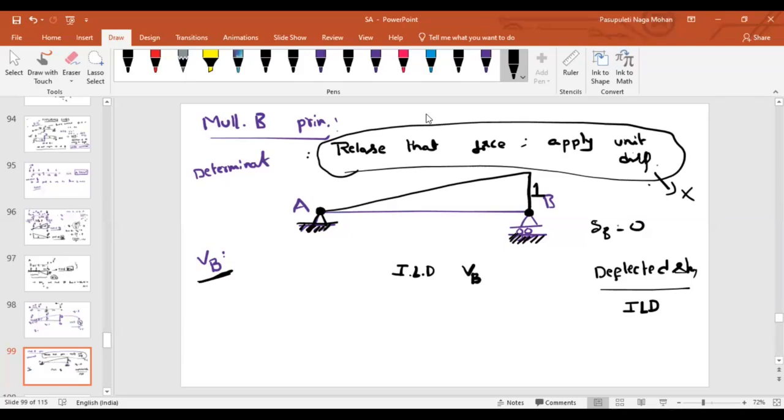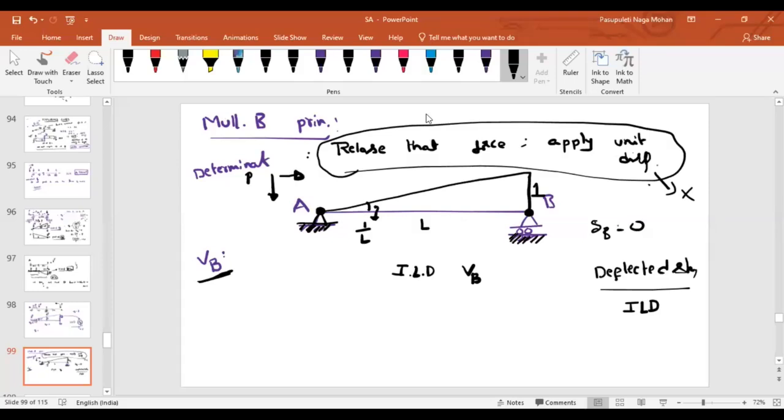Now, if I imagine total length is L, what about this slope? Total ordinate is 1, total length is L. What about the slope here? 1 by L. Isn't it? Now imagine my load P is moving from A to B.